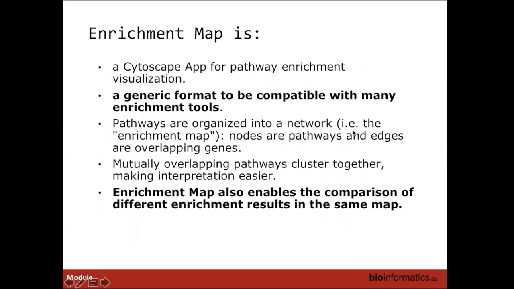Enrichment map is a Cytoscape app that is compatible with many enrichment tools in the generic format, as long as the output table has the pathway name, the p-value, and the genes included in each pathway. In the practical lab, we are going to use enrichment map with the GSEA tool and the g:Profiler tool. One advantage of enrichment map is that we can upload more than one data set. If you have different time points or different conditions, you do your pathway enrichment independently and then you can upload them together on the same map.